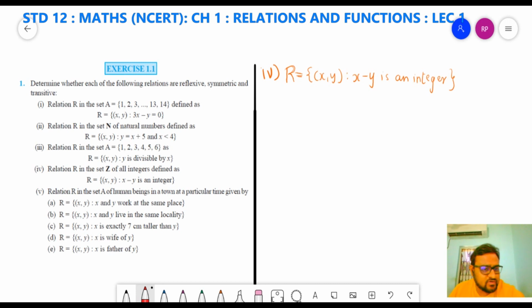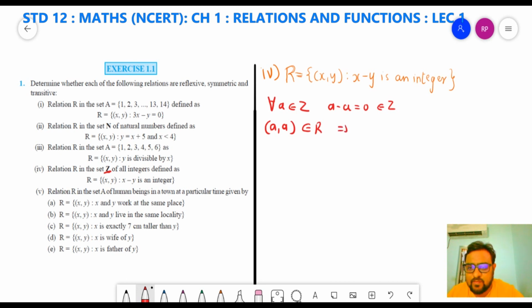Question number 4 of the first: the relation is on set Z, meaning all the integers. Now R is (x, y) such that x minus y is an integer, right? So for any element A belonging to Z, A minus A will be equal to 0 and that belongs to Z, right? That means it is an integer. Clear? Okay. So what I can write down, AA belongs to R, that implies it is reflexive.